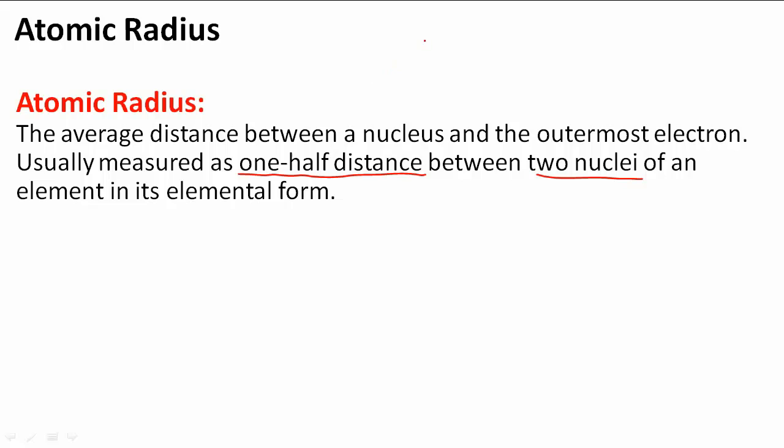So two of the same elements, if I were to draw this element, and I'm just going to put a dot for the nucleus, but imagine there are protons and neutrons in there. And then I'm going to draw another element, the same element, and then I'm going to draw this line between them. And what the atomic radius measures is actually half that distance.